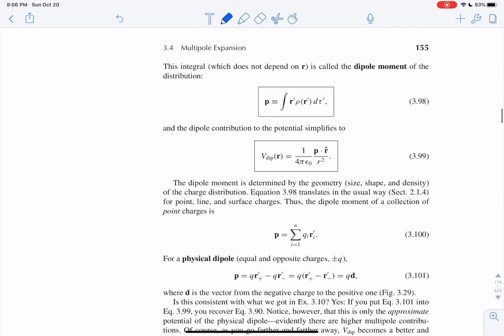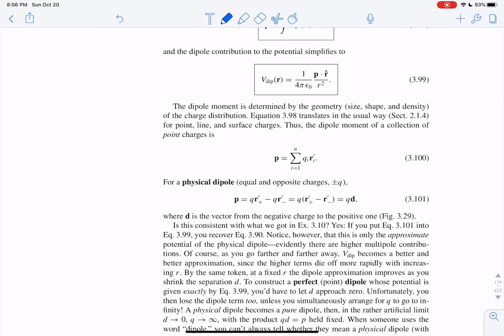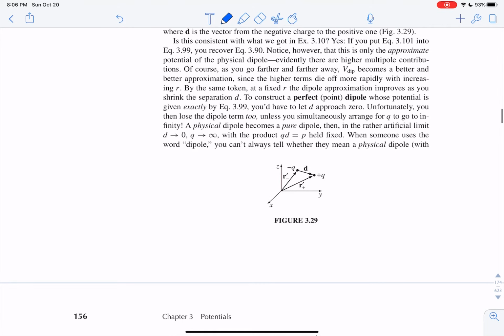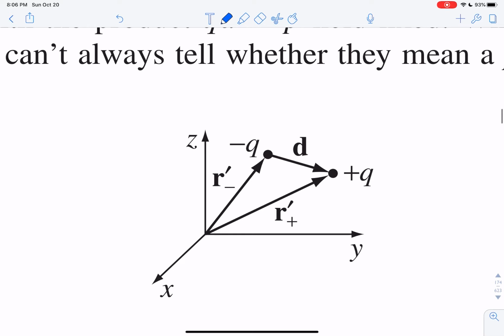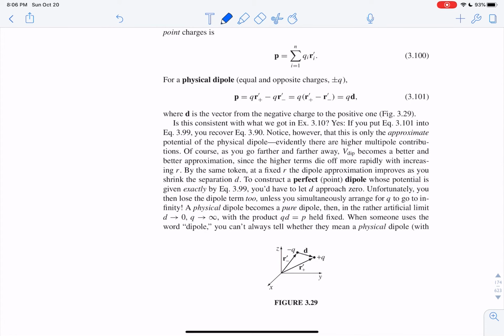So what are you worried about? Just make sure you understand the dipole, and that the dipole moment for a dipole is q times the separation vector d. And d is in the direction between the two charges, okay? It points from the negative charge to the positive charge. So that's a really important thing. In figure 3.29, that's what this d vector is always doing, pointing in that direction. And so that's what your dipole moment is, in the direction of the dipole. It's pointing towards the positive charge.